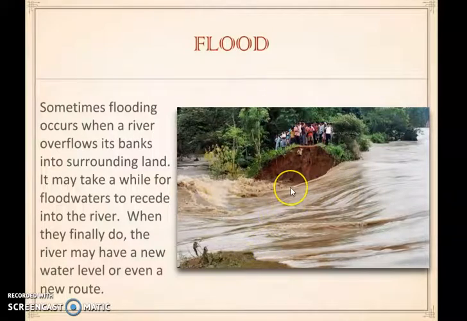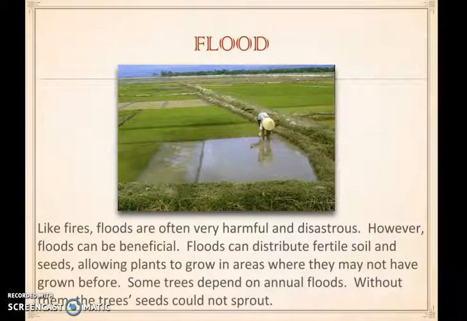So sometimes flooding occurs when a river overflows its bank into surrounding land. It could take a while for floodwaters to go away and recede back into that river. But when they finally do, the river may have a new water level or even a new route. Now, like fires, floods often have some very harmful and disastrous effects. However, floods can also be very beneficial.